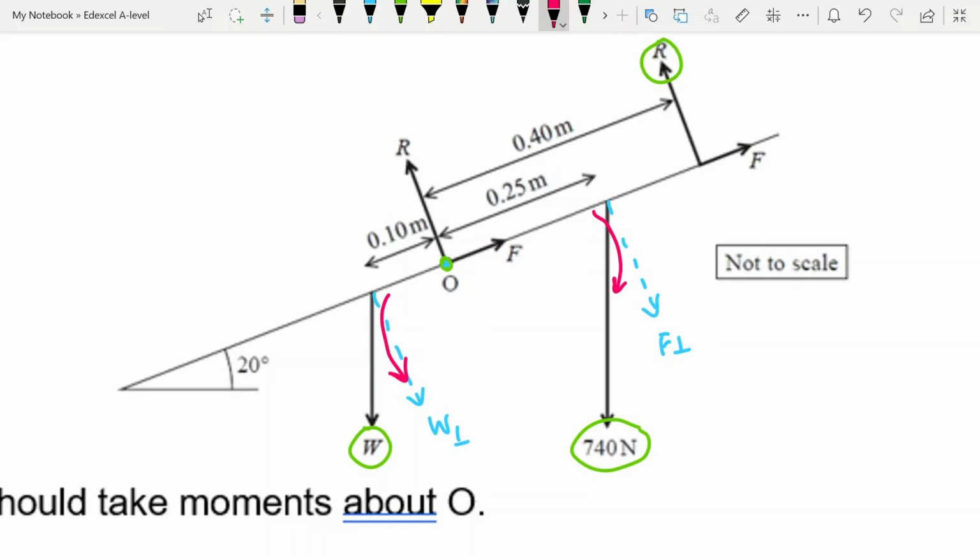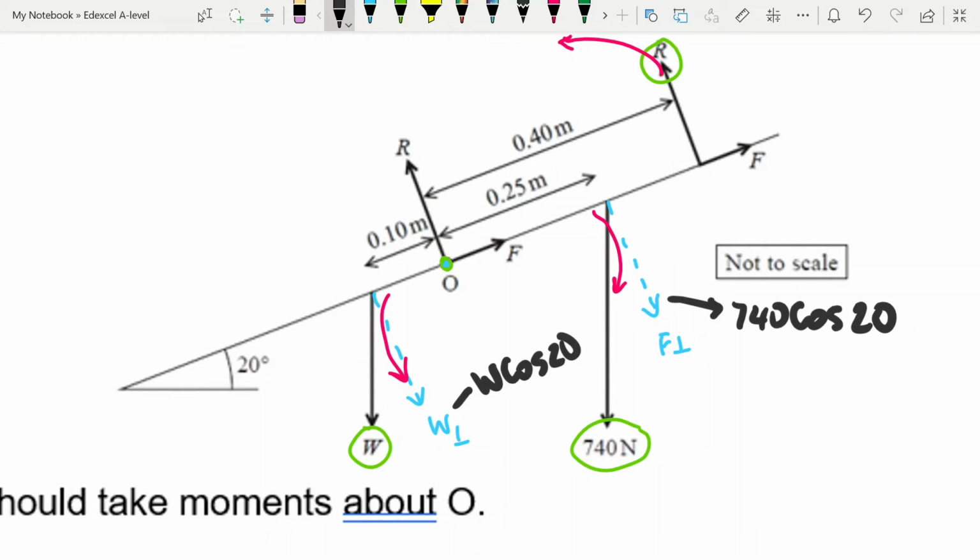Well, if you imagine sticking a pin in the pivot, R is going to tend to rotate this line anti-clockwise, in the same direction as W, the weight of the bag. So we're going to end up with the moment of W and the moment of R added together being equal to the moment of the weight of the person. We've already established that this is W cos 20 and this is 740 cos 20. So we don't need to do that again.